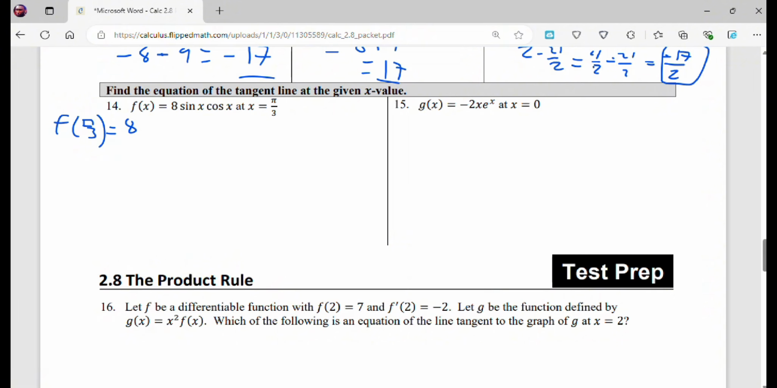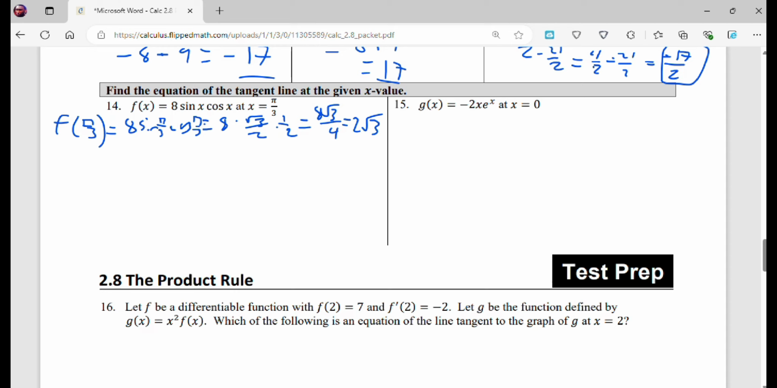is equal to 8 sine pi over 3 cosine pi over 3, which equals 8 times sine pi over 3, that's going to be square root of 3 over 2, times cosine of pi over 3, which is going to be 1 over 2. So 2 times 2 is going to be 4. So 8 times square root of 3 over 4 becomes 2 square root of 3.